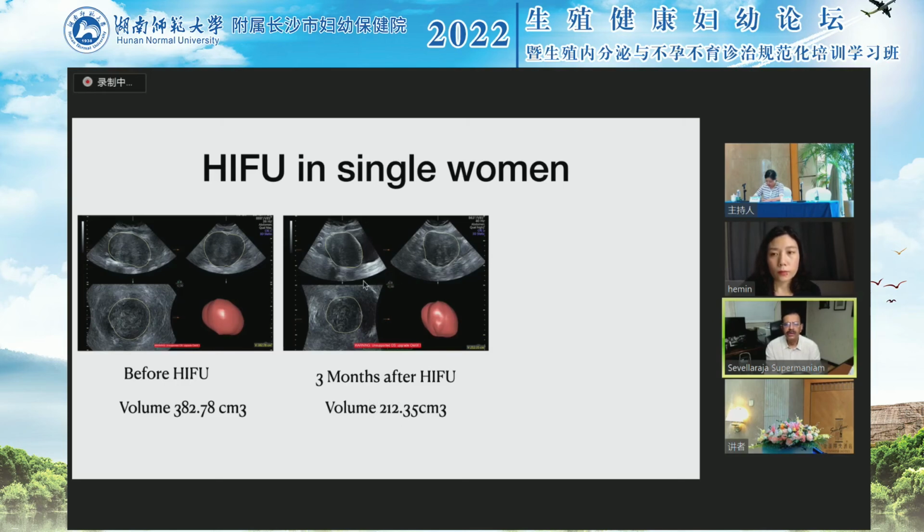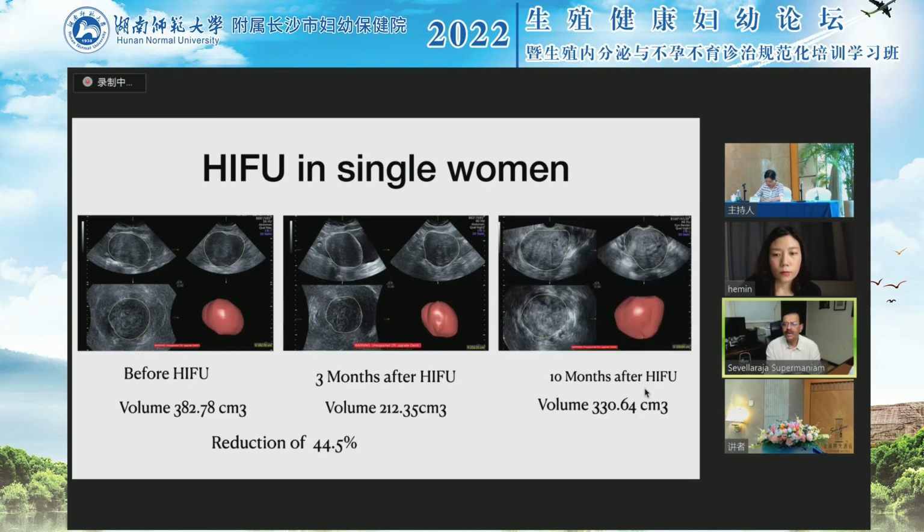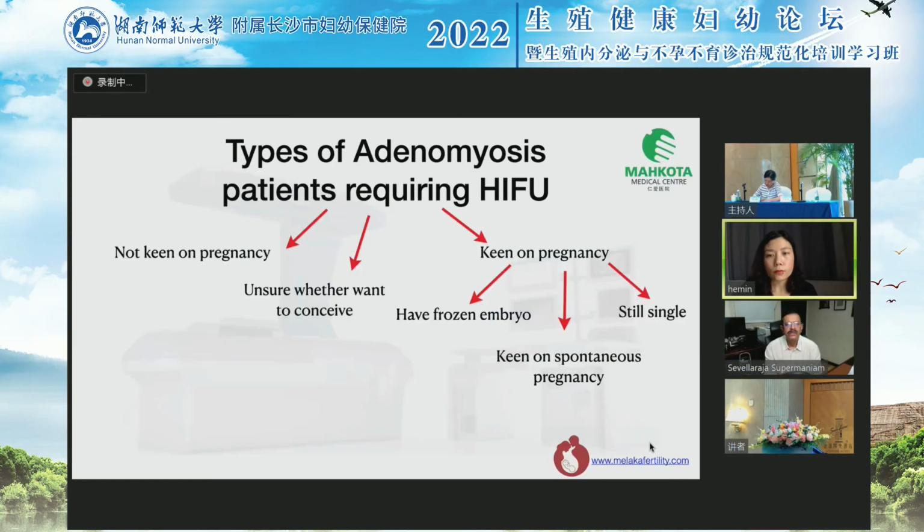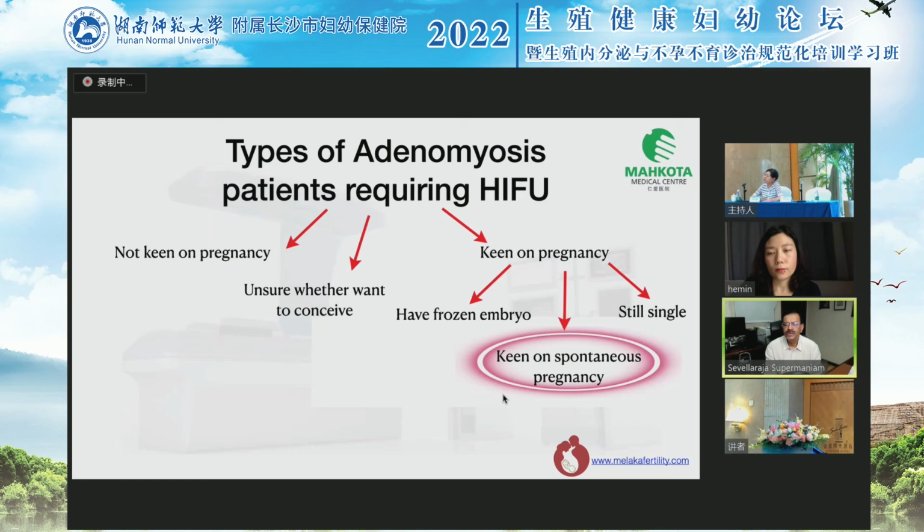Unfortunately, this patient did not come back for follow-up until much later, 10 months later. She didn't take any other treatment, and the uterine volume increased back to almost before treatment, that is 330 centimeter cube. So this tells us that in women, there is always a chance that the adenomyosis can come back. And so after the 3rd month, they should go on some kind of treatment so that the adenomyosis does not come back.